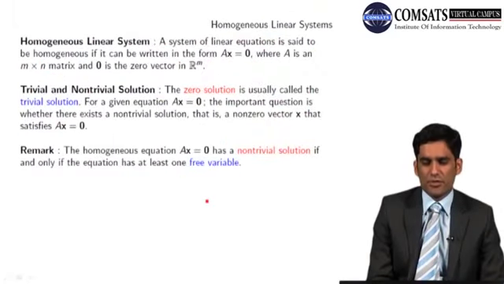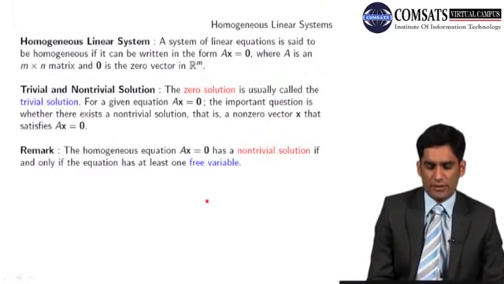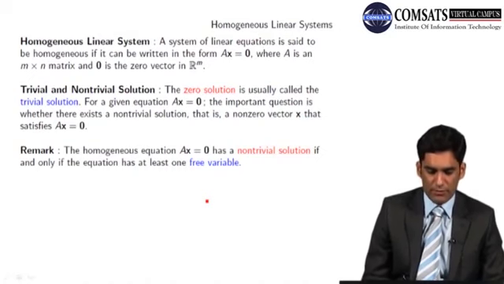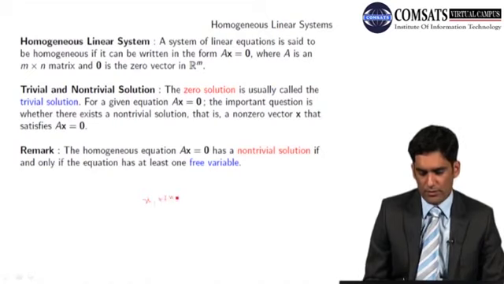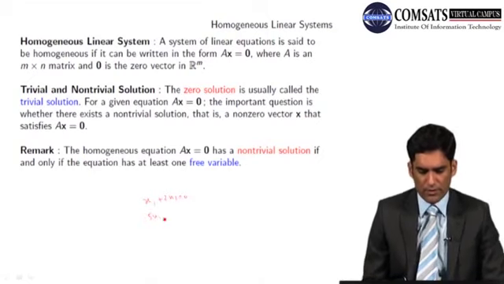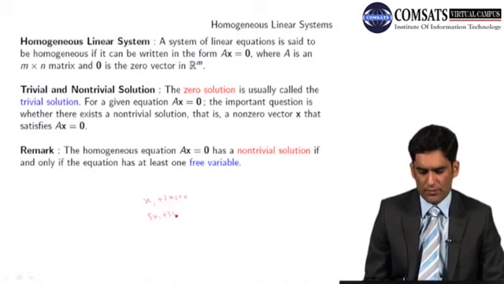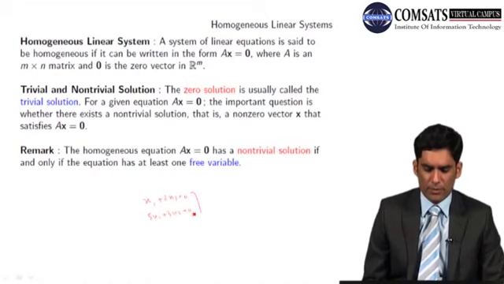In today's lecture, we are going to discuss homogeneous linear system. Let me give you an example of a homogeneous linear system. x1 plus 2x2 equals 0, 5x1 plus 3x2 equals 0. This is a 2 by 2 system, and this system has a particular property that the right hand side of both equations contains 0.